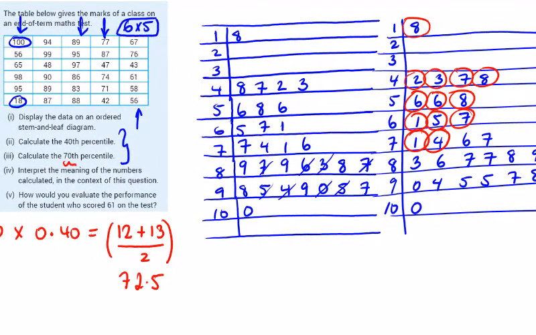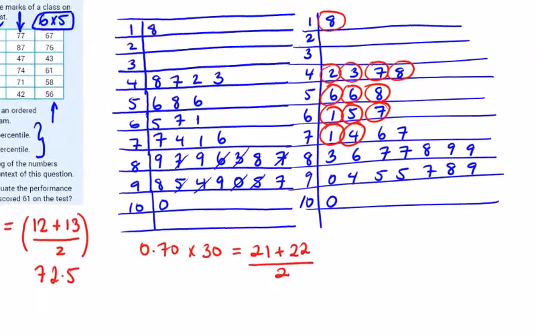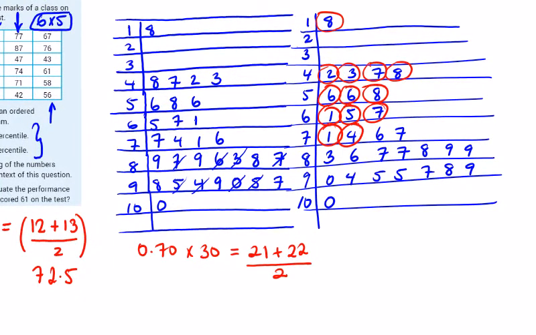The 70th percentile, 0.7 by my 30, is going to give me 21. I'll have to take the 22nd and divide by 2. I was at the 13th, so I can keep going: 14th, 15th, 16th, 17th, 18th, 19th, 20th, 21st, 22nd. Just double check. 23rd, 24th, 25th, 26th, 27th, 28th, 29th, 30th. So we have the 2 9s, so that equals 89.